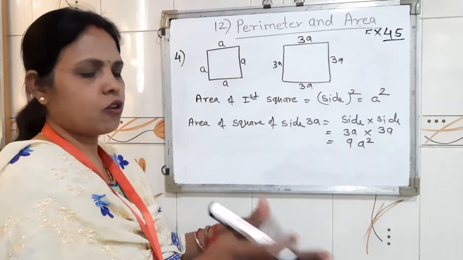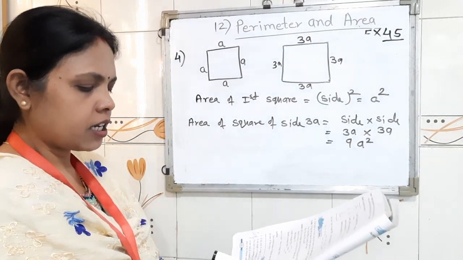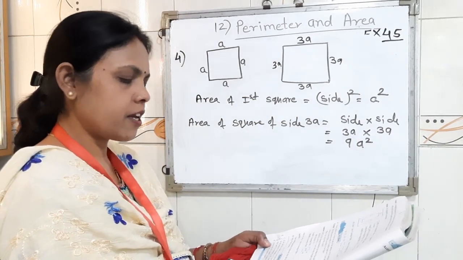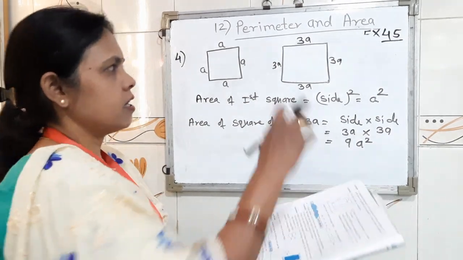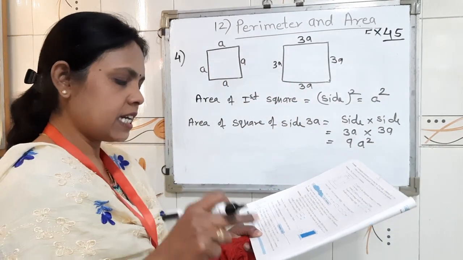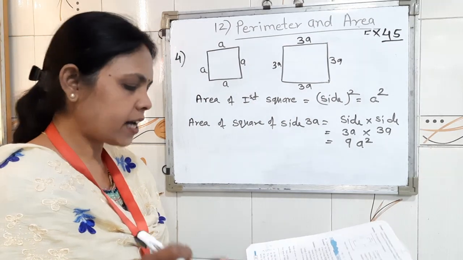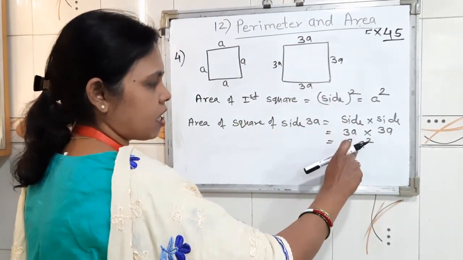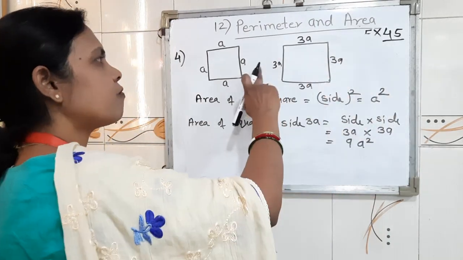Now what are we going to find out? It is given that if the side of a square is tripled, how many times will its area be as compared to the area of the original square? Means the second square is how many times more than the first one?